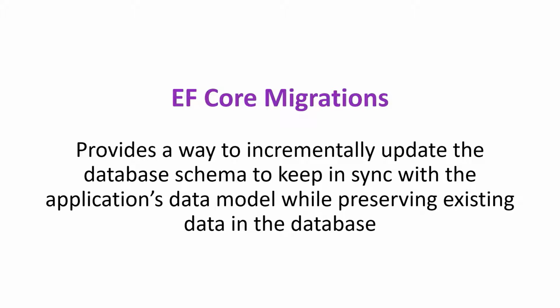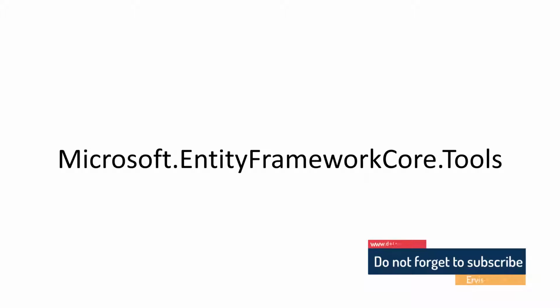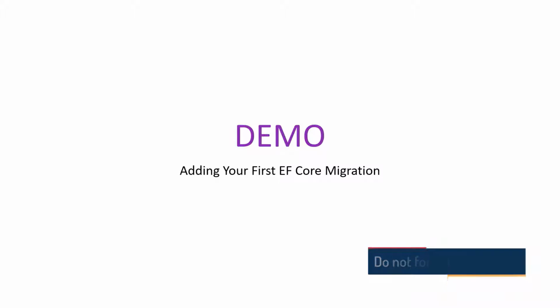The migrations feature in Entity Framework Core provides a way to incrementally update the database schema to keep it in sync with the application's data model while preserving the existing data in the database. To work with the Entity Framework Core migrations, you need to install the Entity Framework Core tools package. So for that, let's go to Visual Studio and see it in action.